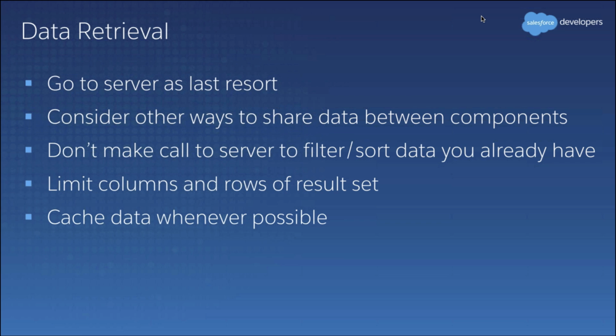Like, for example, if you already have a data set at the client side and you need to sort or filter the data in a different way, use JavaScript to do that at the client side. Don't go back to the server just to resort or filter a data set that you already have. If you need to go to the data, you really want to pay attention to limiting the amount of columns that you retrieve, so only the columns that you need, and the amount of rows that you retrieve. And then the most important guideline that we will focus on in the next couple of slides here is that you should really try to cache data whenever possible.